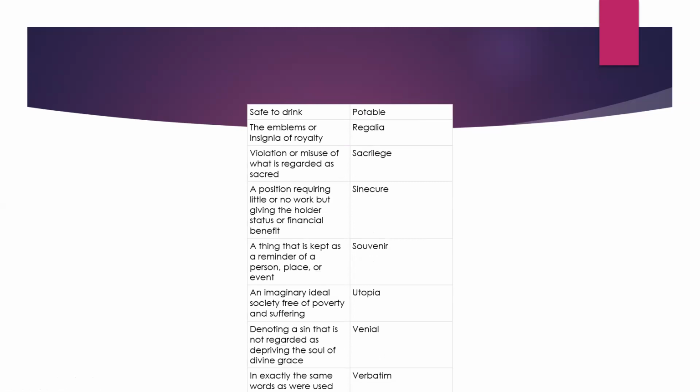Now see in this list: safe to drink, potable. The emblems or insignia of royalty, regalia. Violation or misuse of what is regarded as sacred, sacrilege. A position requiring little or no work but giving the holder status, sinecure. A thing that is kept as a reminder of a person, place, or event, souvenir. An imaginary ideal society free of poverty and suffering, utopia. Denoting a sin that is not regarded as depriving the soul of divine grace, venial. Potable, regalia, sacrilege, souvenir, utopia. These words are important.